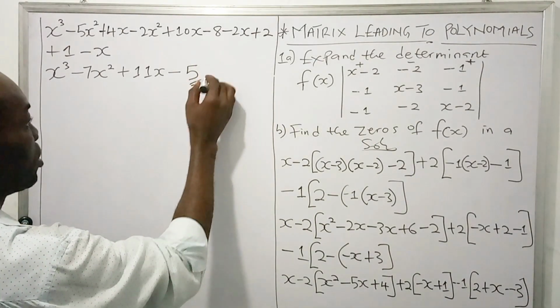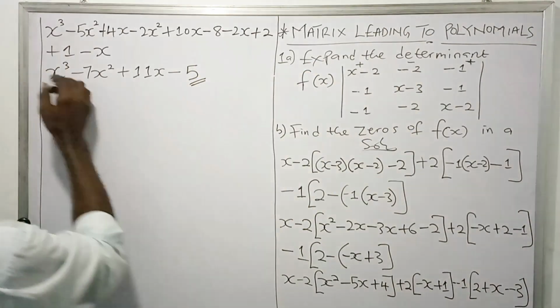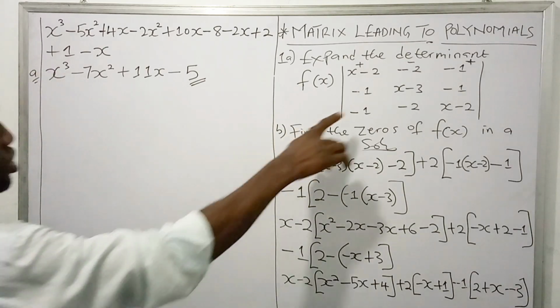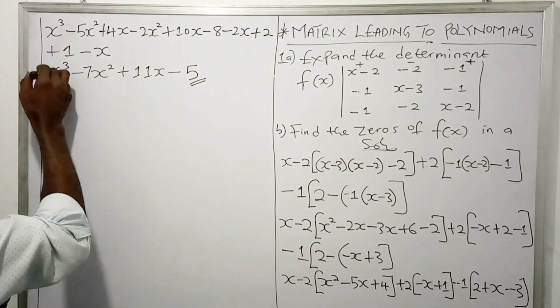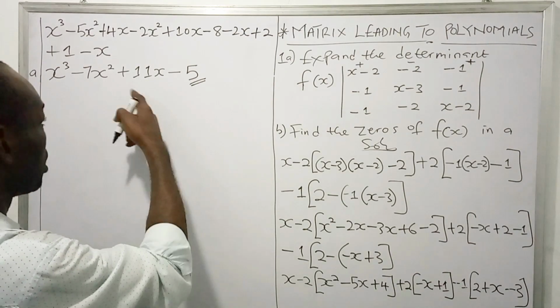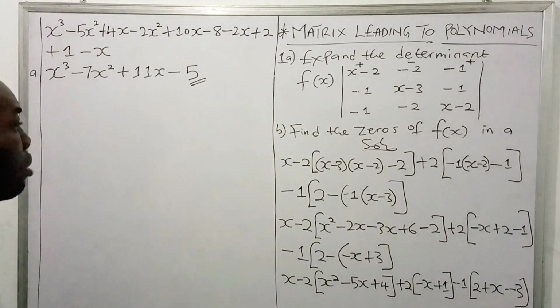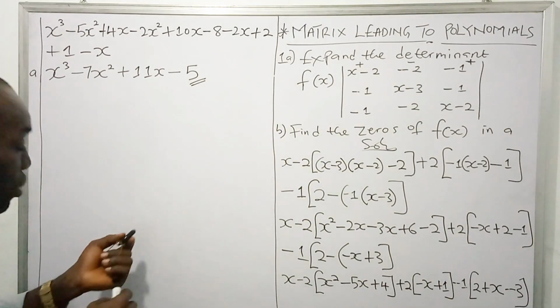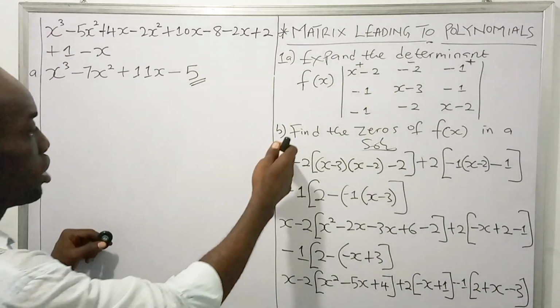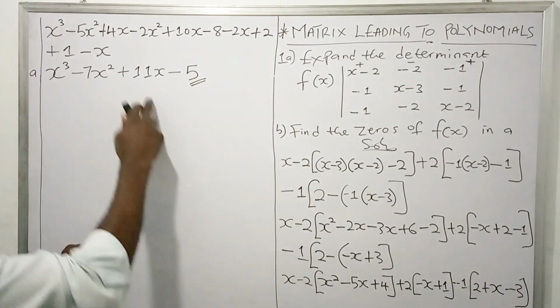So we have succeeded in expanding the determinant of this very matrix. This is the expansion, the determinant of that very matrix, the solution to A. Then we still have B to resolve, and that is where this will now lead to polynomial.